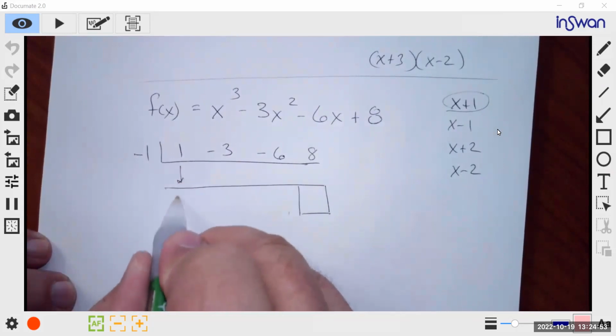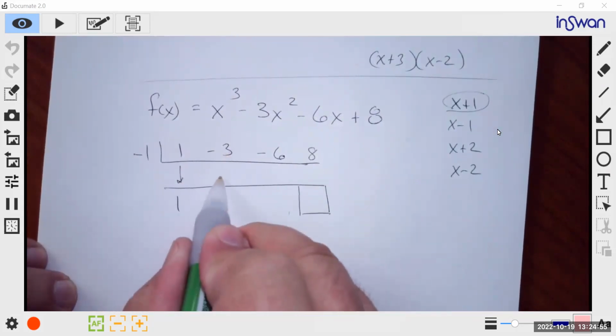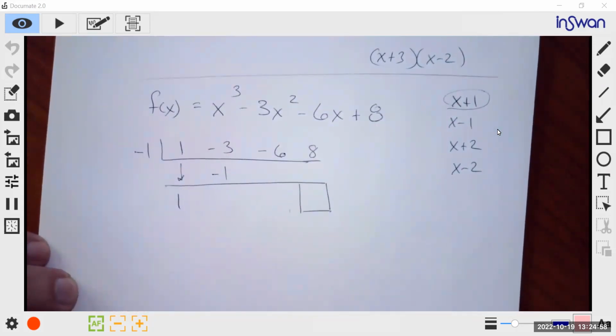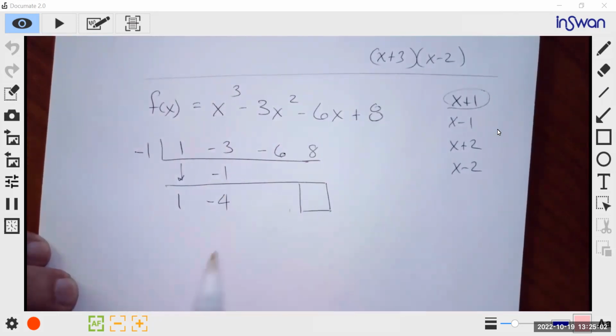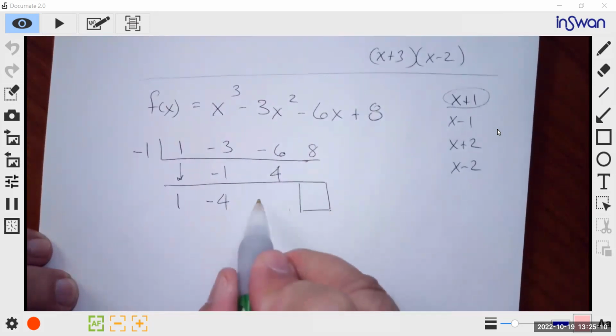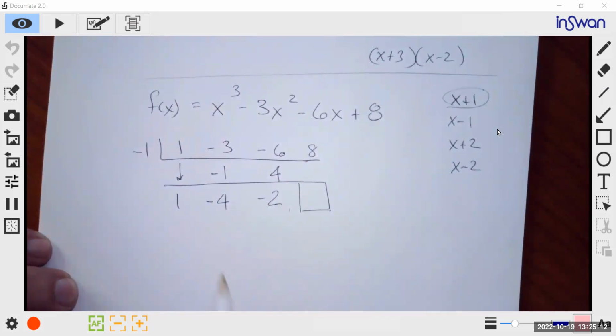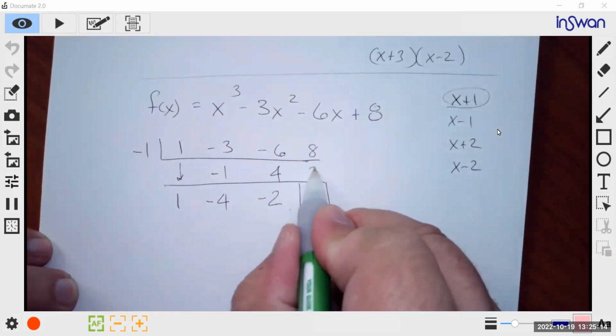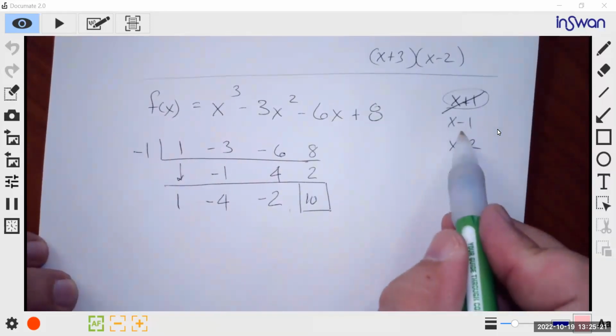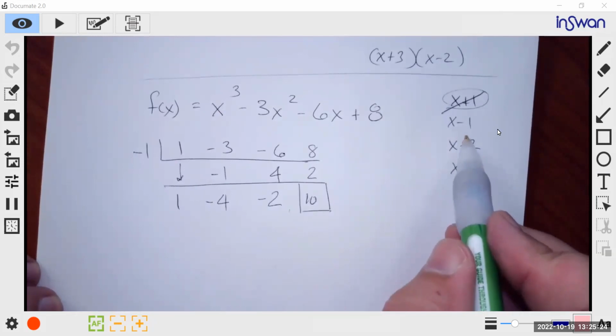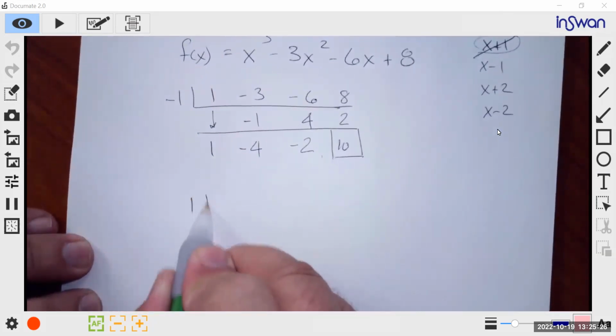So bring down the first one. -1 times 1 is -1. -3 plus -1 is -4. -1 times -4 is +4. -6 plus 4 is -2. -1 times -2 is 2, plus 8 is 10. So that doesn't work. Let's try the next one. Let's try with 1.